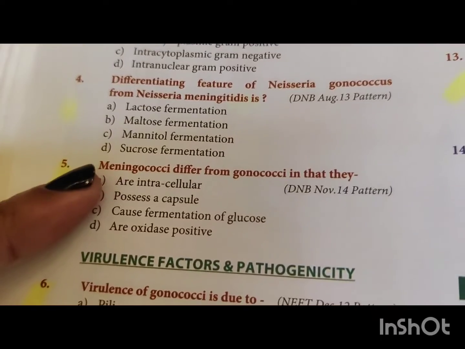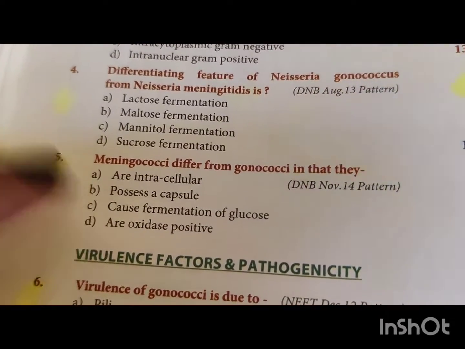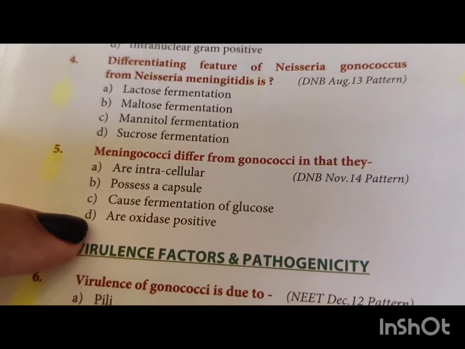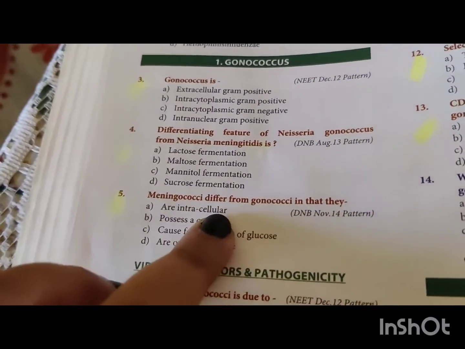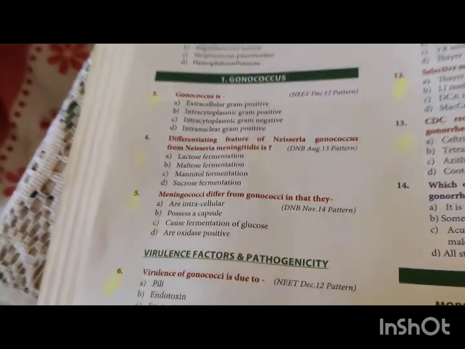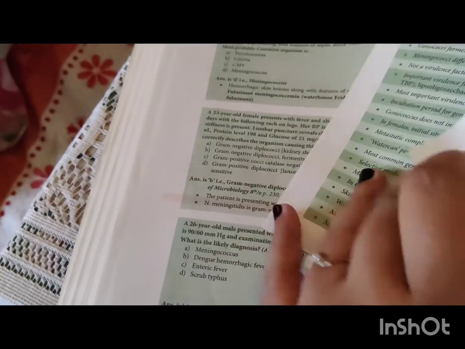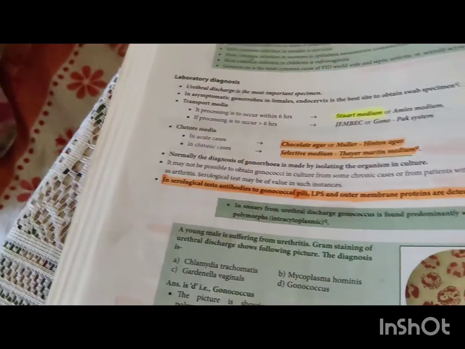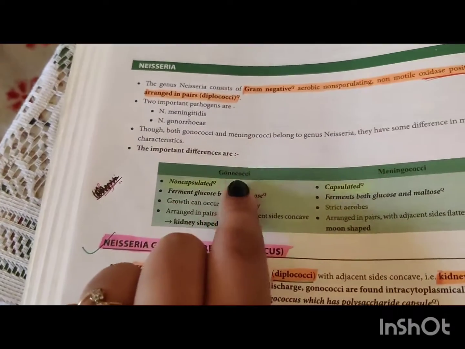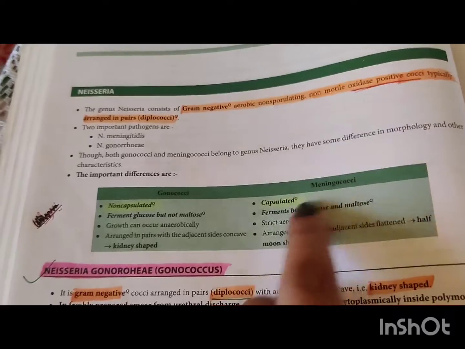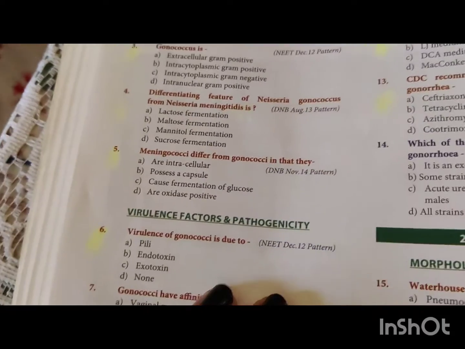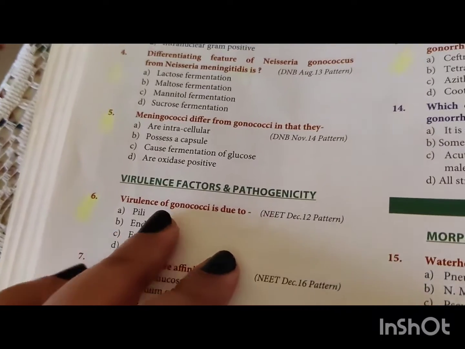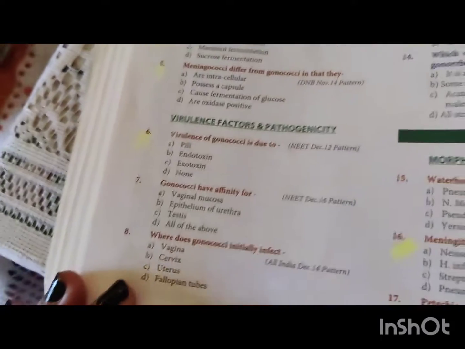Meningococci differ from gonococci in that it possesses a capsule. This is the most common and most important question possible in this chapter. Which one possesses a capsule? Gonococci is non-capsulated. Meningococci is capsulated. So meningococci possess a capsule. The next: virulence for gonococci is due to pili, as you all know.